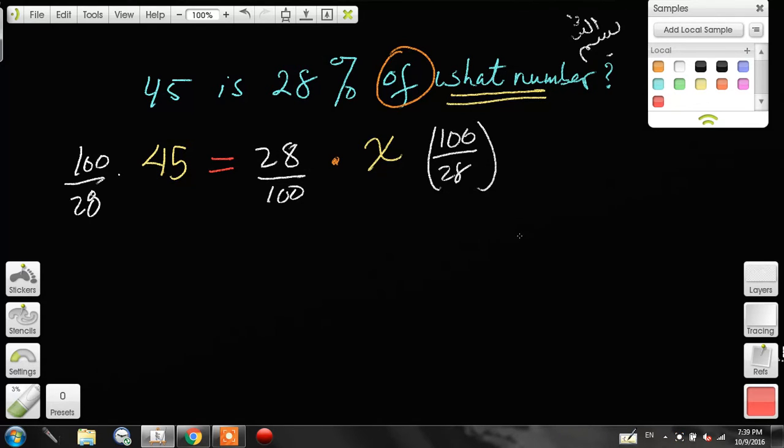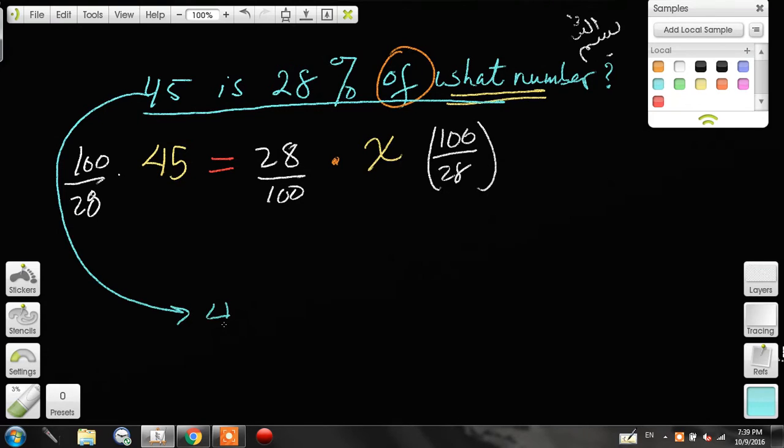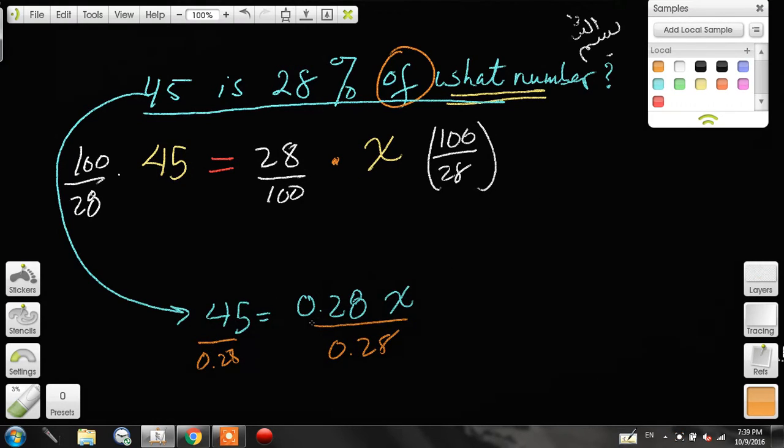When you solve a fraction equation like this, say 2/3 x, you multiply both sides by the reciprocal, because then these cancel, see? So that's what we're doing. You're multiplying both sides by the reciprocal. Now, if you had translated this equation like this, 45 equals 28%, which is 0.28, times x, then you divide both sides by 0.28, and you would get the same answer.